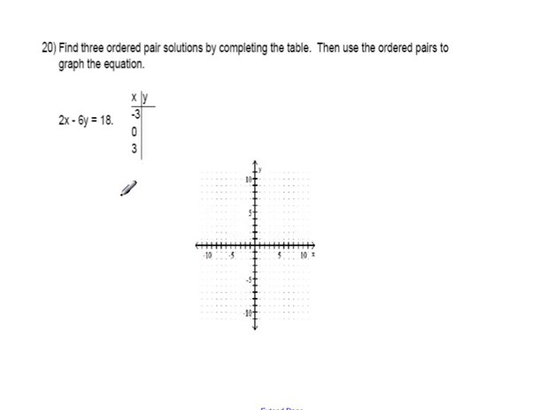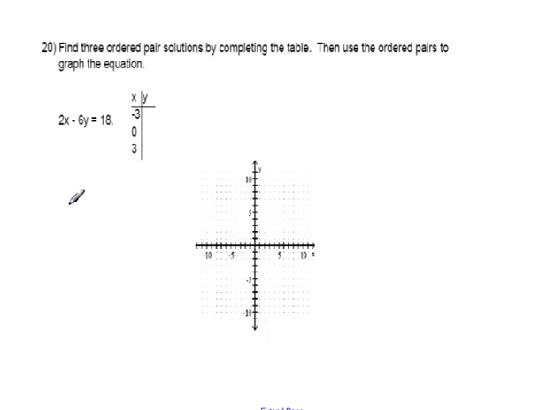Okay, Test 2 material continued. Problem number 20 on the exam review. Find 3 ordered pair solutions by completing the table, then use the ordered pairs to graph the equation. I would first solve the equation for y, and then substitute in the values for x to get the values for y, and then plot each of the points. That's how I would approach this problem.